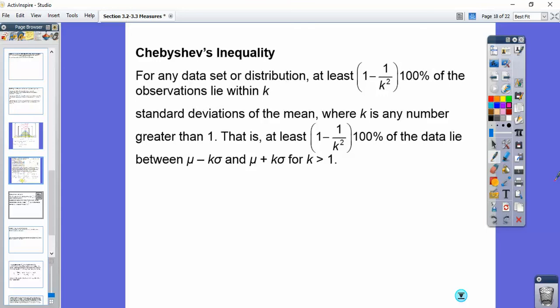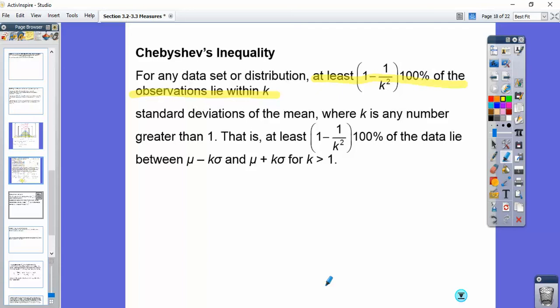This one, Chebyshev's works all the time. The empirical rule only works if you're talking about bell-shaped. If it's not bell-shaped, then it says at least 1 minus 1 over k squared times 100% of the observations lie within k. So the empirical rule, I gave you a flat percent. Here it gives you a formula for a percent.